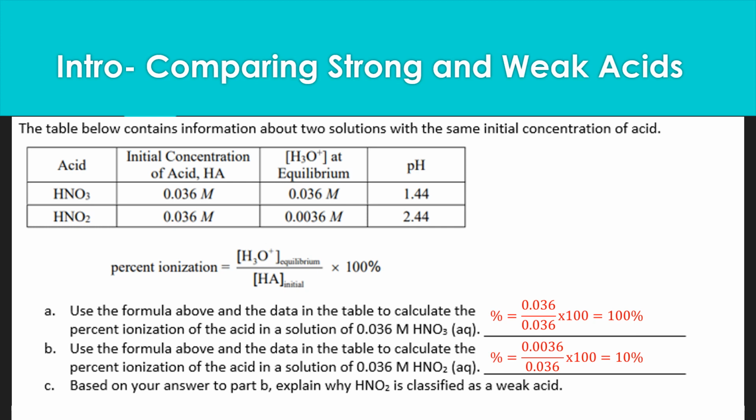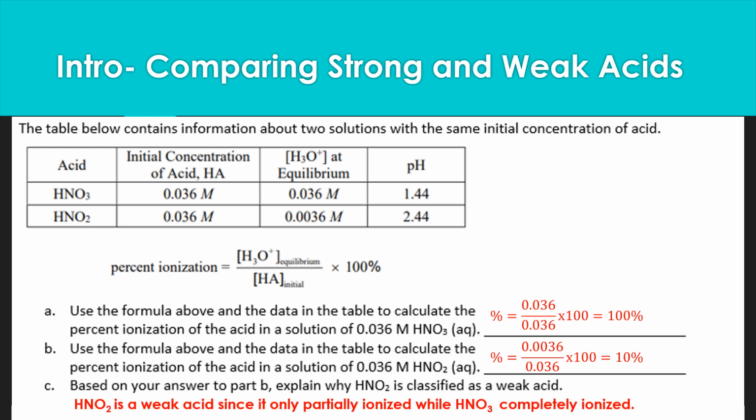So based on this, we want to explain why HNO2 is classified as a weak acid. Well, that is our definition of a weak acid. HNO2 is a weak acid since it only partially ionizes, while the other completely ionizes. Okay, so this is our difference between strong and weak acids. A strong acid, of which we only have a list of 6. That's it. Okay, we've got those 6. We looked at it before we even started the unit. You're working on memorizing them.